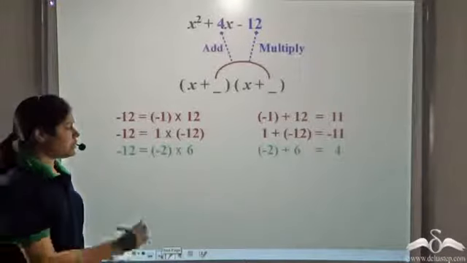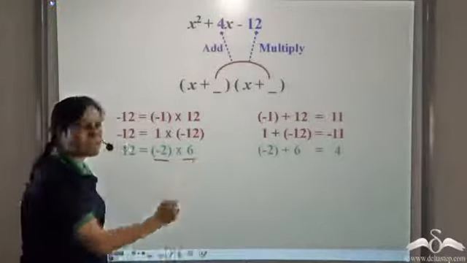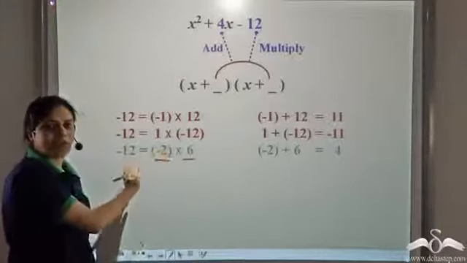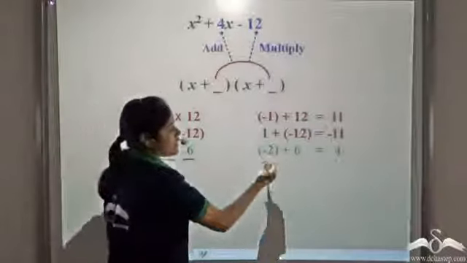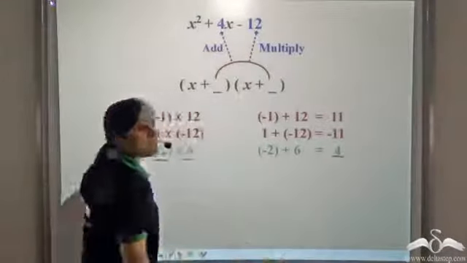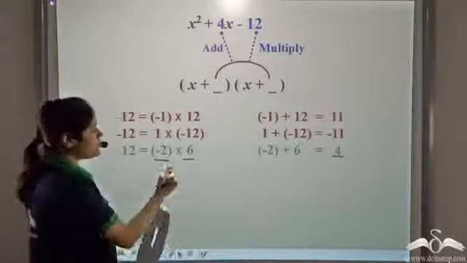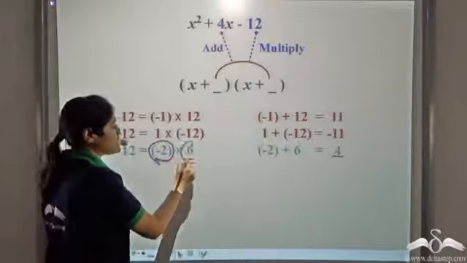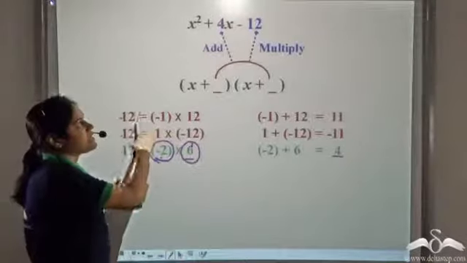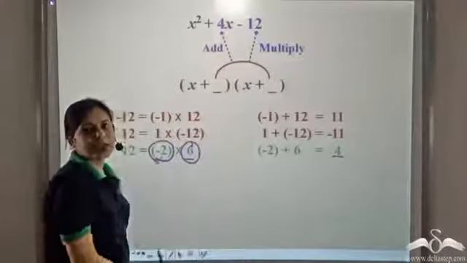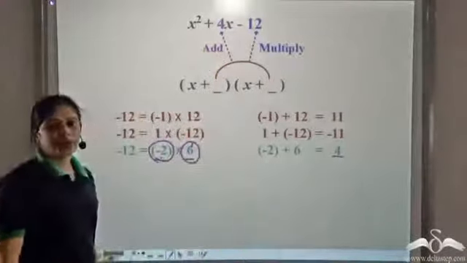Negative 12 could be written as negative 2 into 6. 2 into 6 is 12 and we have a negative sign, so we place a negative sign. Negative 2 plus 6 gives us 4. So we have got these two as the required numbers. Negative 2 and 6 give us the product as negative 12 and the sum as 4.